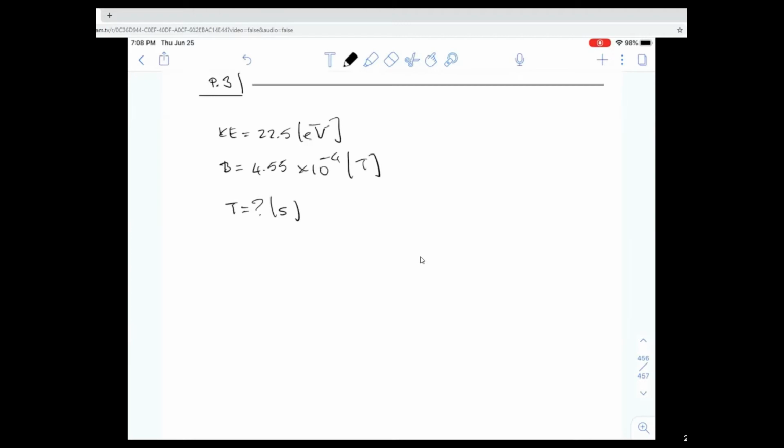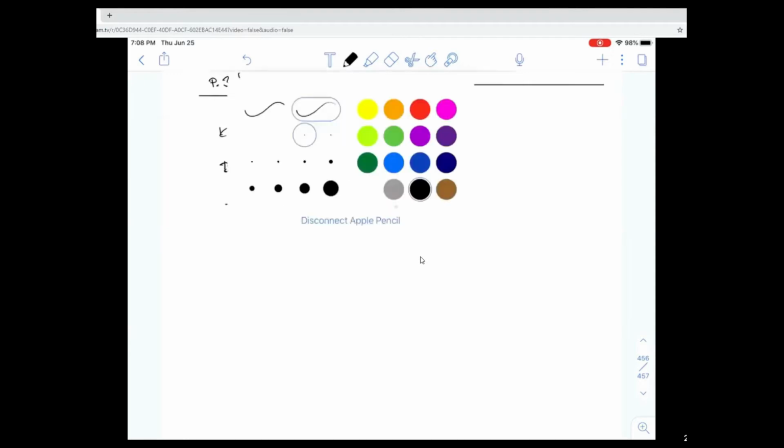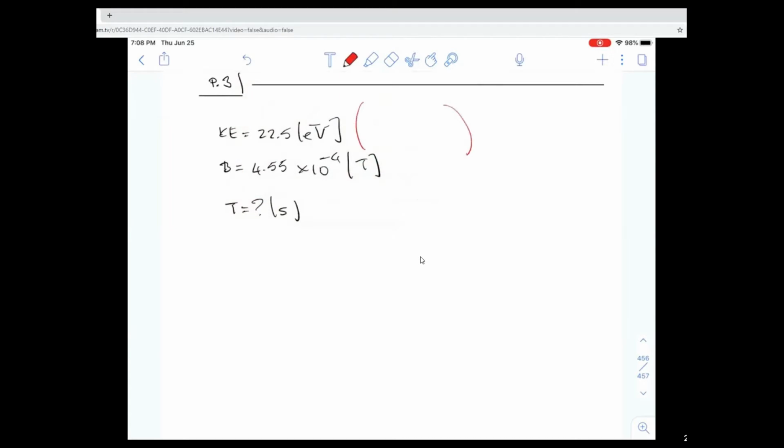So this brings us to this problem right now. How would you solve a problem like this? The first thing I want to do is just convert this to joules. The conversion factor is going to be this. Somebody do the conversion, just give me the number.